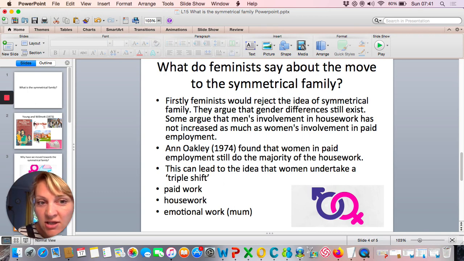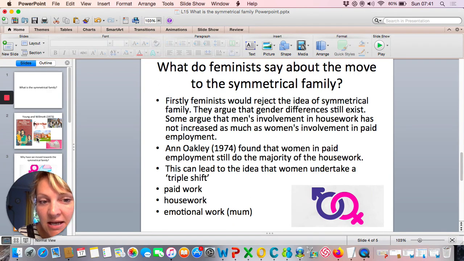They argue that gender differences still exist, and some argue that men's involvement in housework has not increased as much as women's involvement in paid employment. Ann Oakley in 1974, highlight Ann Oakley, have this written in your notes somewhere, found that women in paid employment still do the majority of the housework.